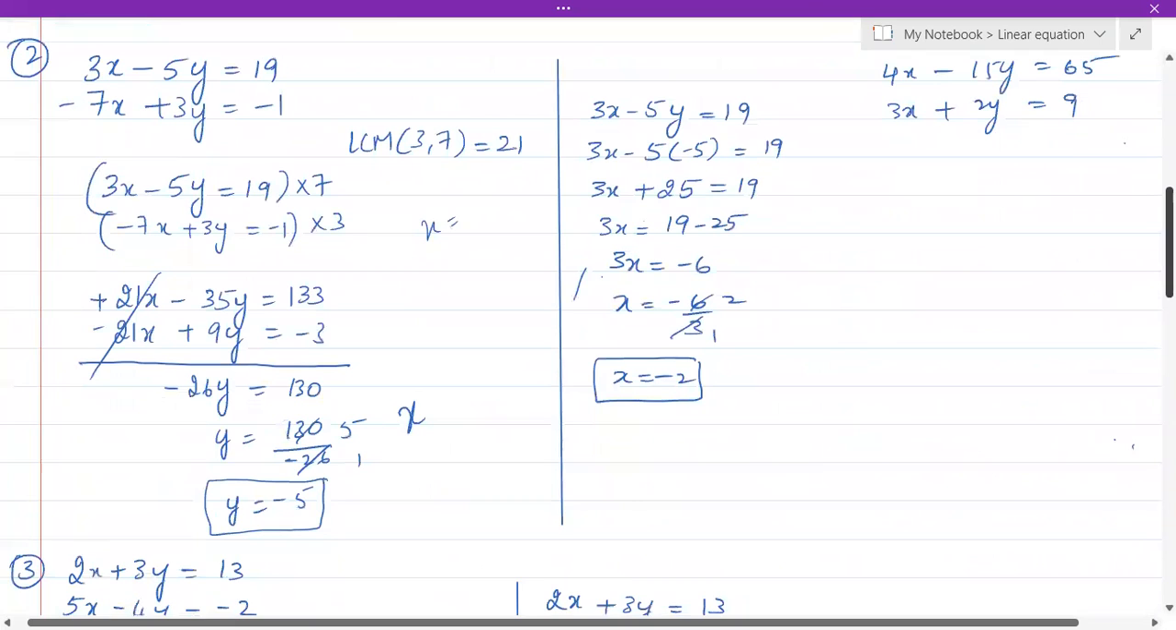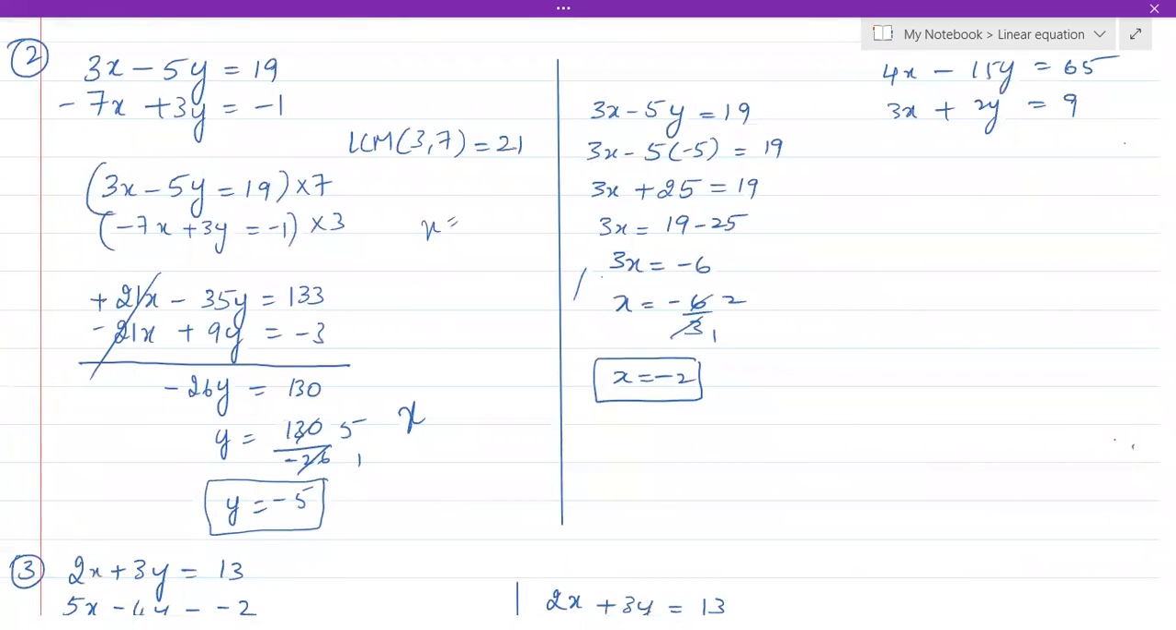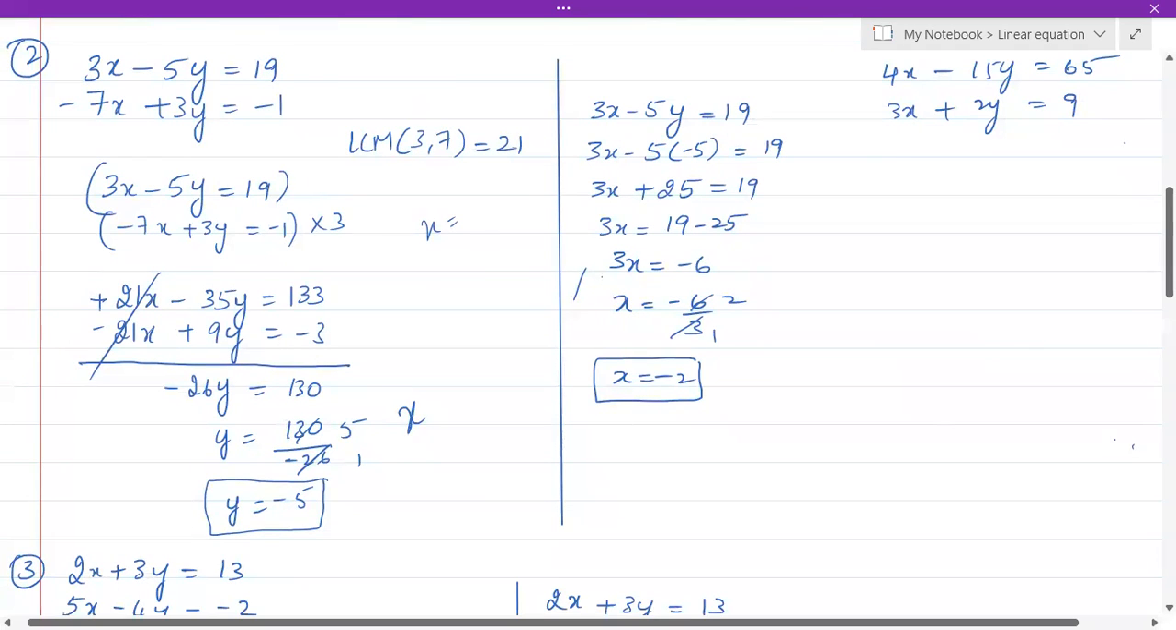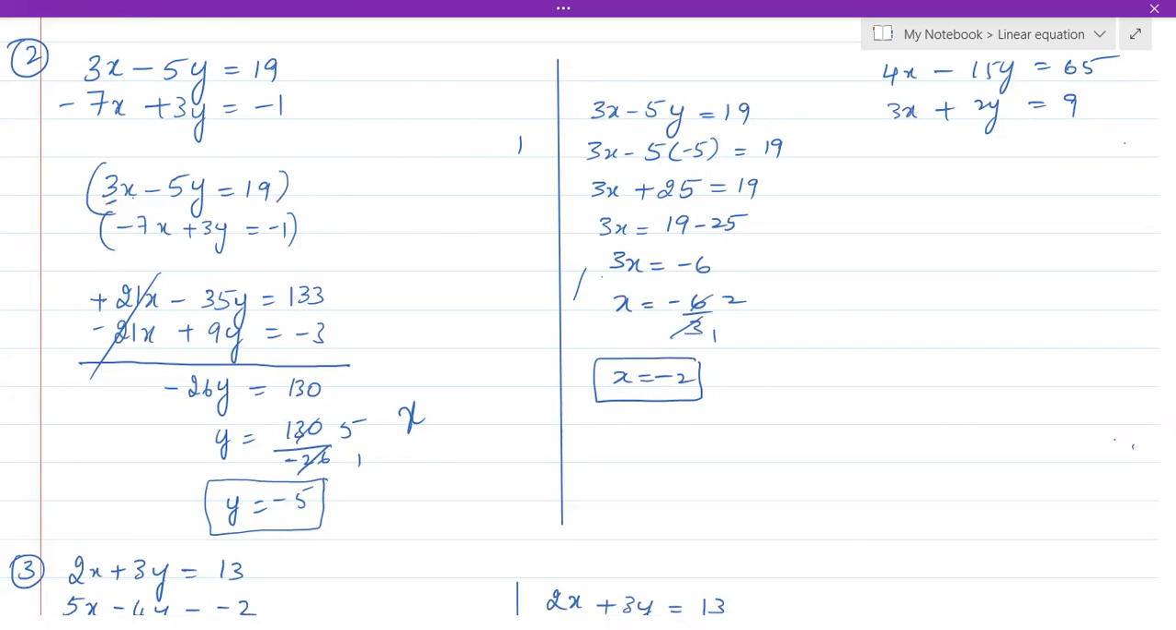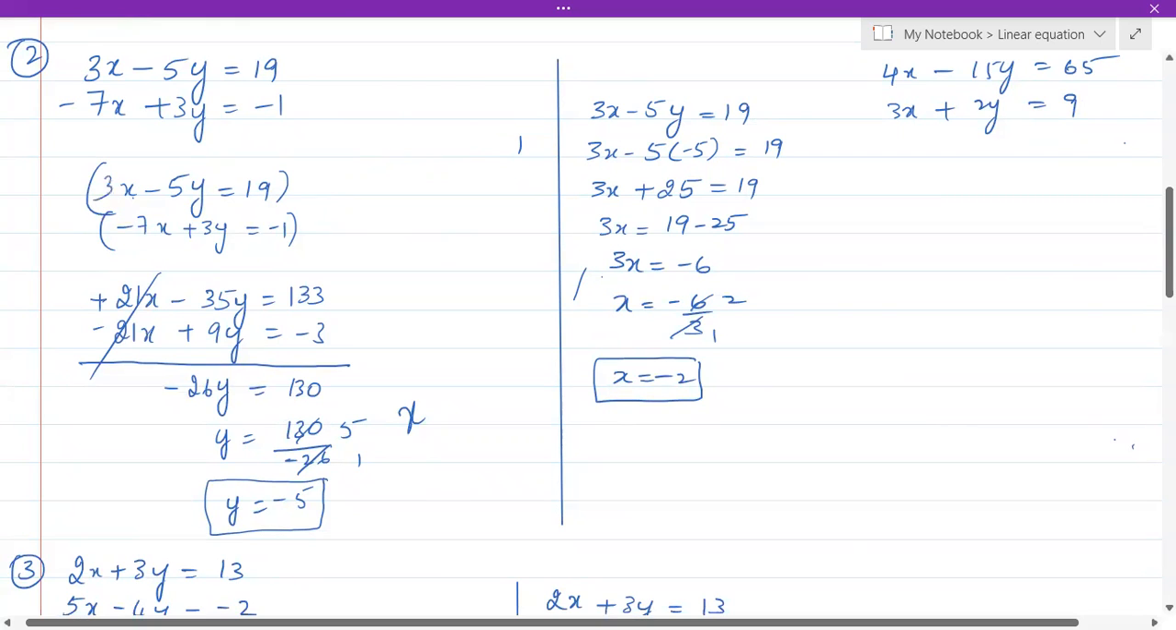I've already solved it. So if you observe, the question is 3x minus 5y equal to 19, minus 7x plus 3y equal to minus 1. As usual, let me solve it again. If you observe, I am trying to eliminate x. The x coefficient is 3 in the first one. In the second equation, it is minus 7. Both are different. So let's take LCM.